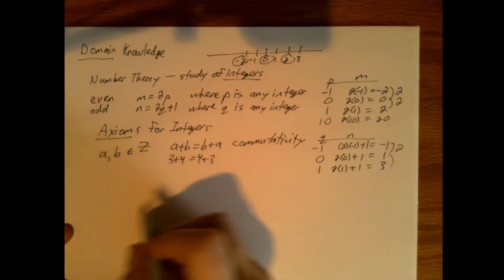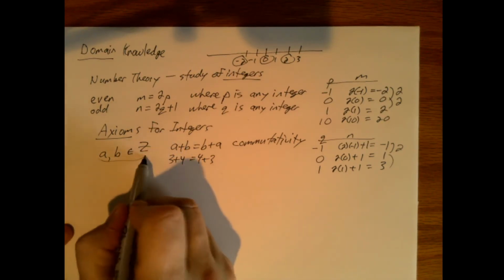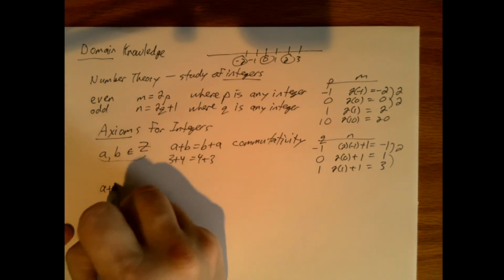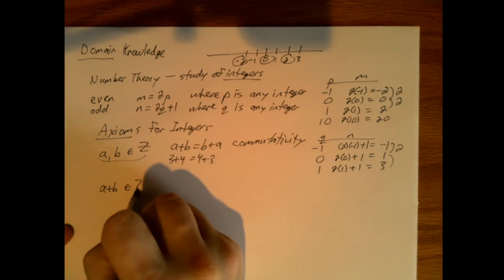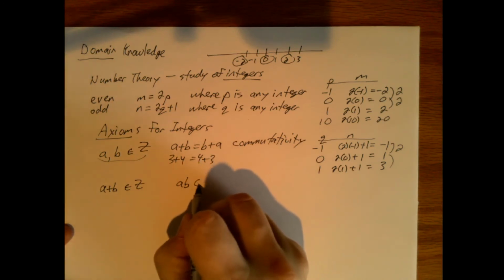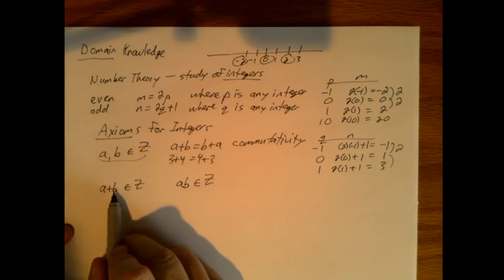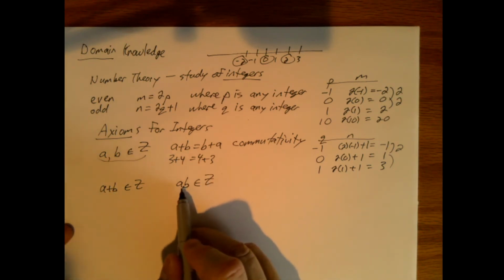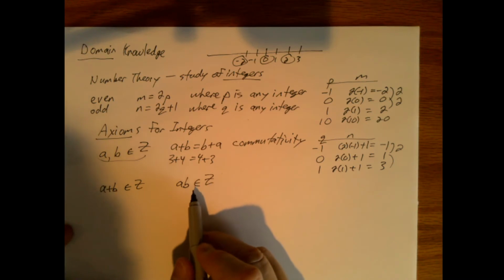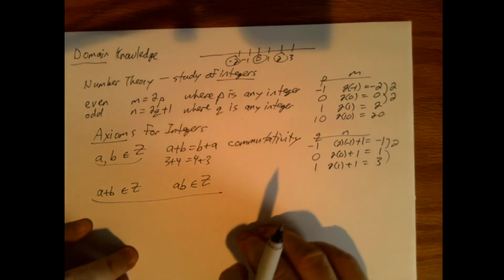So what we also need to know is that, once again, if a and b are integers, then a plus b will also be an integer, and then a times b will be an element of the integers. Adding two integers gives us another integer. Multiplying two integers gives us an integer. Okay? So these would be useful things to know in terms of doing our proofs.